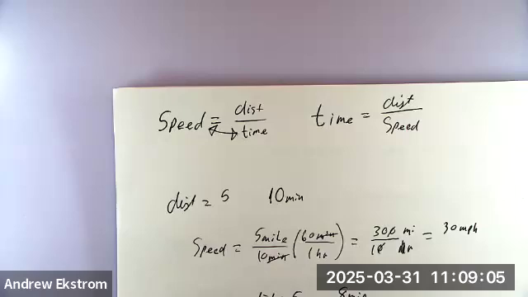So if I'm going from 5 miles an hour to 10 miles an hour, I doubled the speed, so I cut the amount of time it's going to take me to get there in half. Going from 10 miles an hour to 20 miles an hour, again, I doubled the speed, so I cut that original value that I had in half.